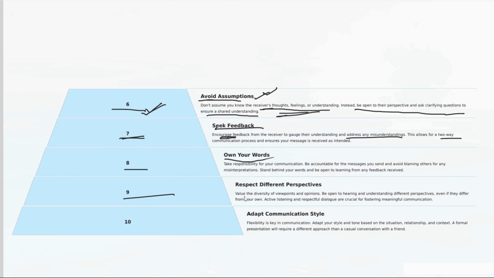Okay, moving on. Next, we have respect different perspectives. Consider others' viewpoints and opinions also. We must consider people's viewpoints and opinions, what they think, what they have to say, and what are the things that we needed to also listen to for everything to be clearly understood.